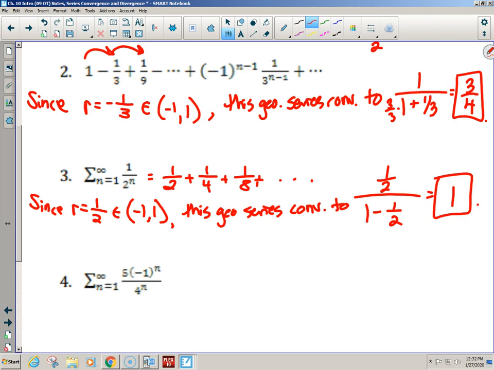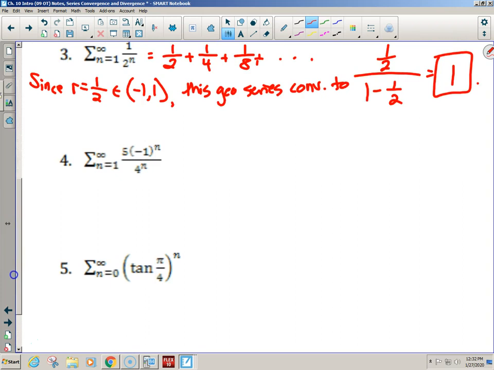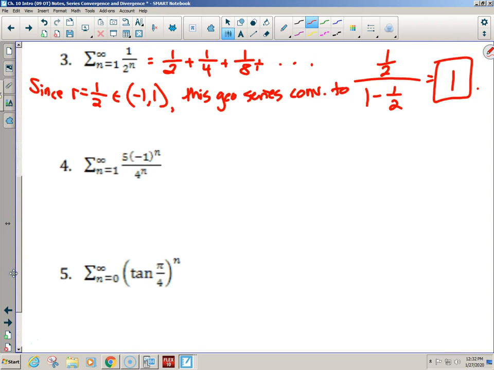You guys in your groups, we have a few minutes. I'm kind of tired of myself talking. It's okay. You have 2 examples. What do you think your common ratio is? Do you think it means convergent or divergent? And if it's convergent, what does it converge to? Go.